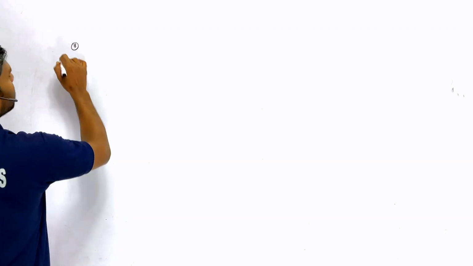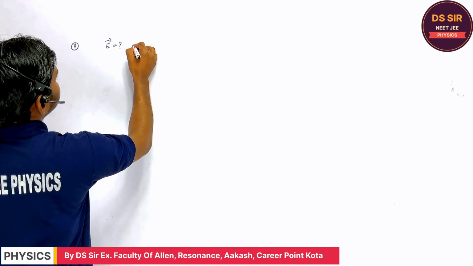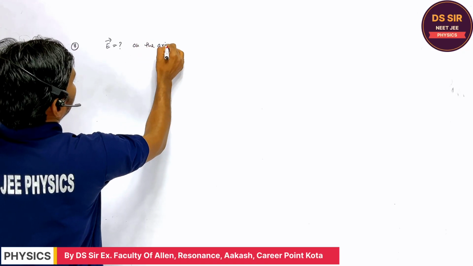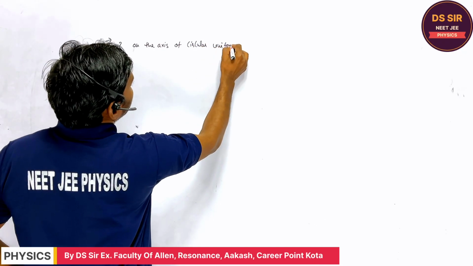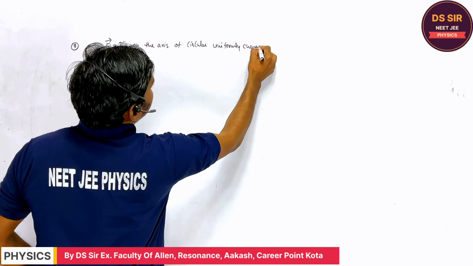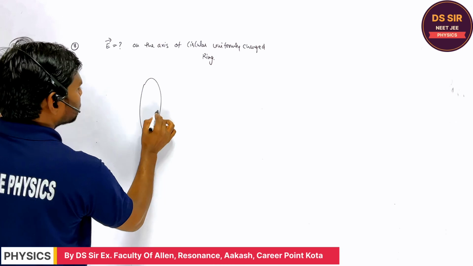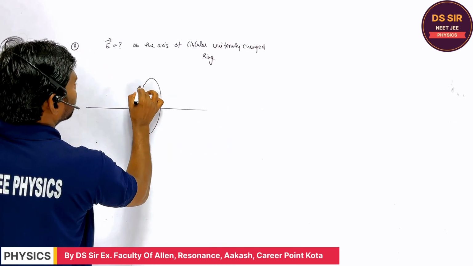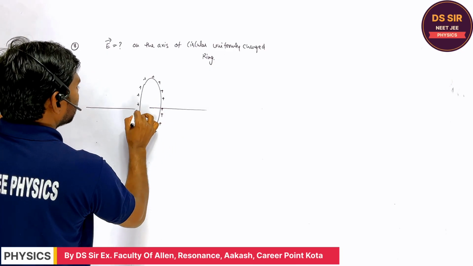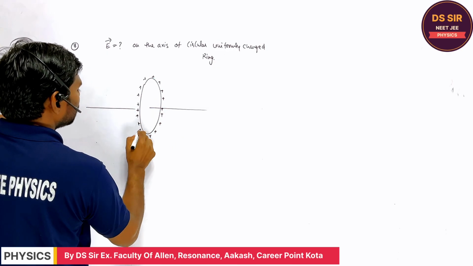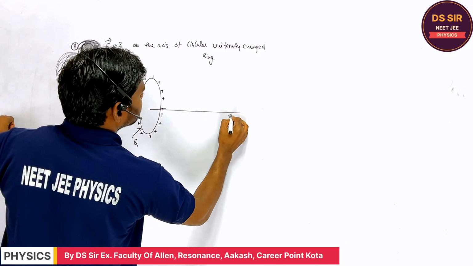So now the third point is the electric field you have to find on the axis of a circular, uniformly charged ring. What does it mean? Suppose this is the ring and this is the axis. This is the plus charge on the circumference. So this is the Q, and this is the axis.